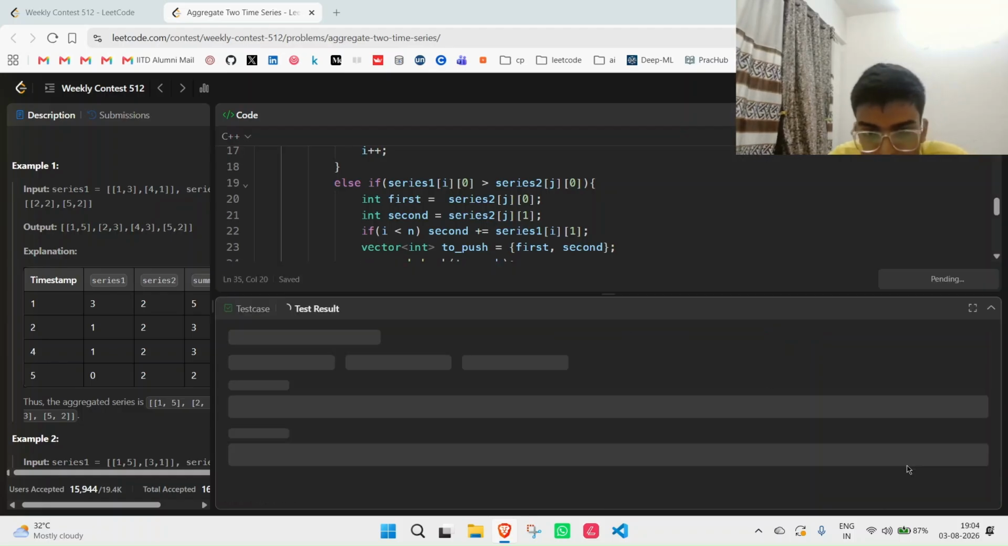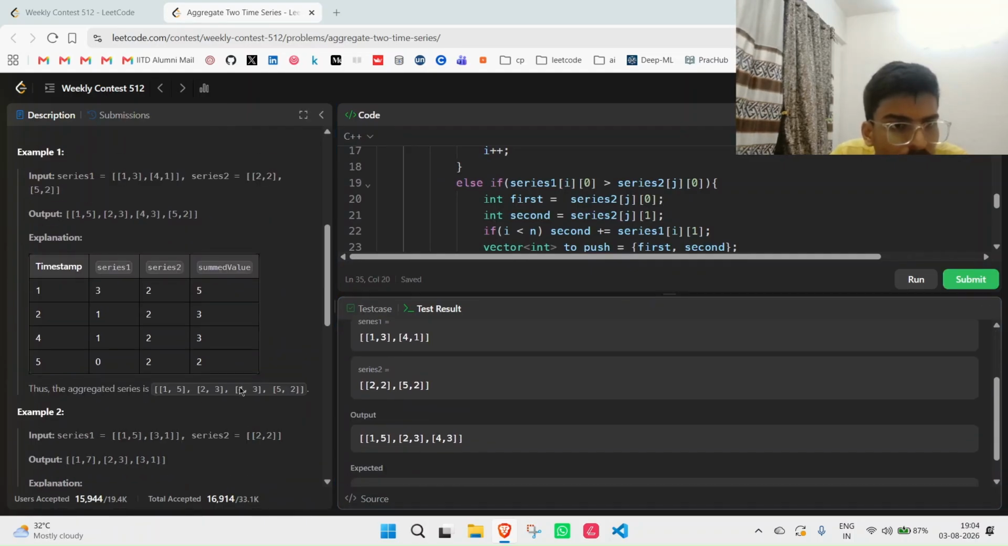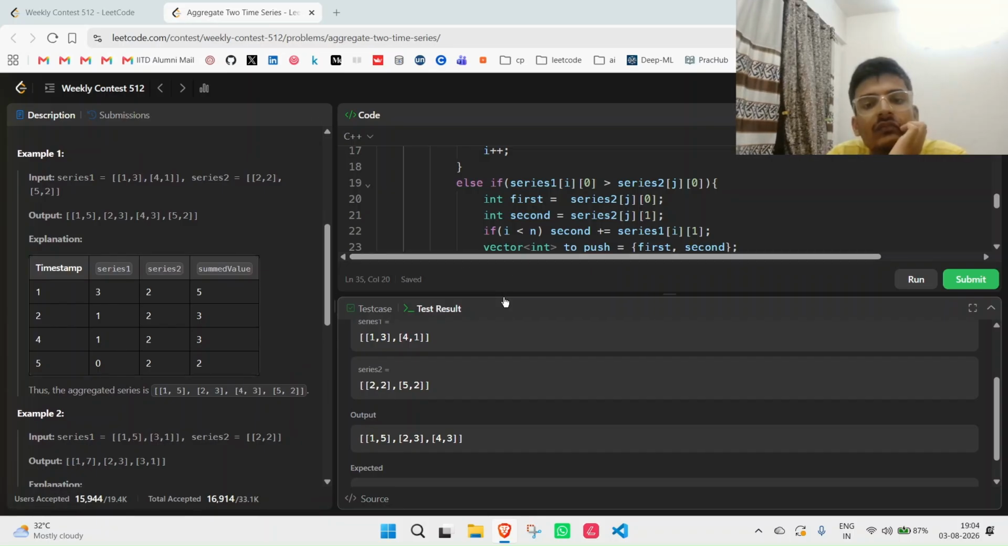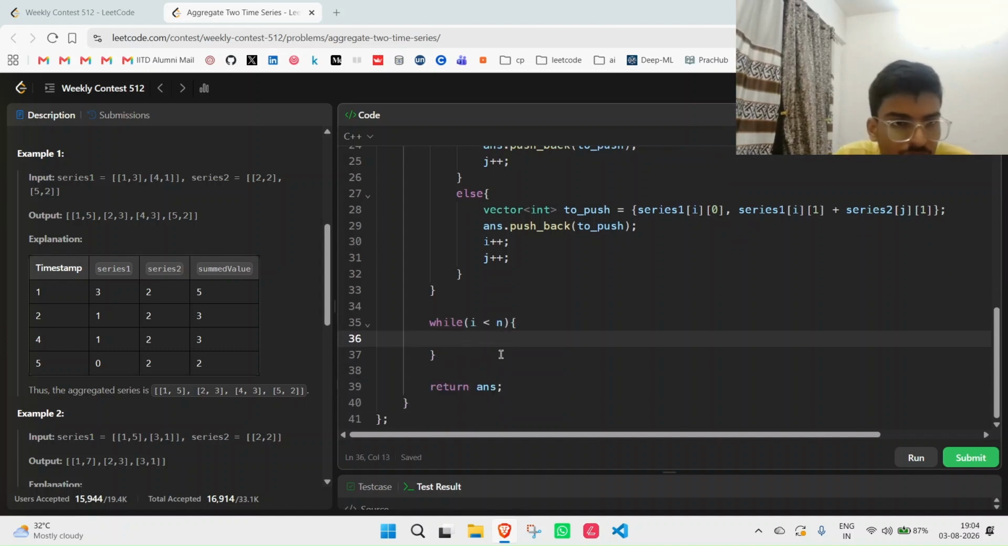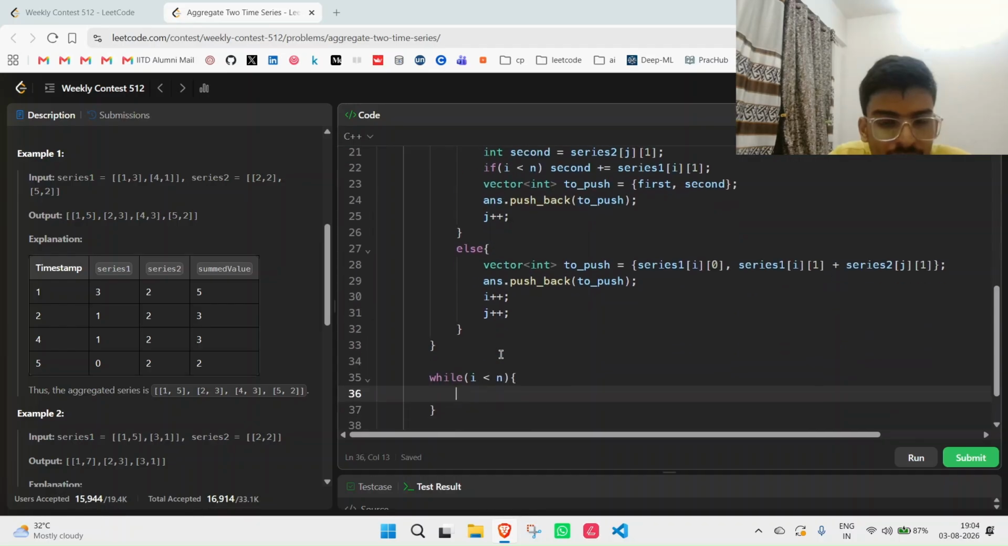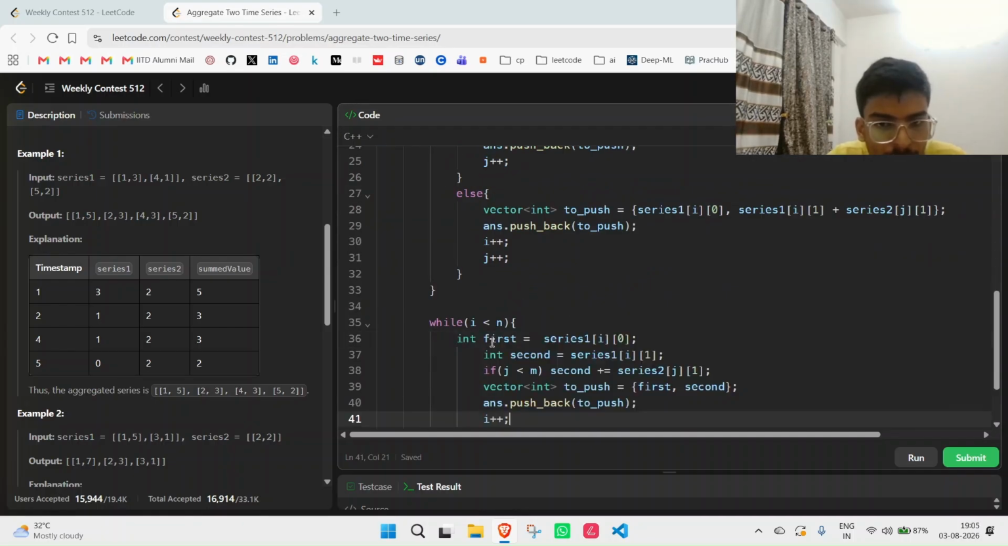Now let's check what comes with 1 5 2 3 4 3. Suppose j has been finished. Since j has been finished, we won't find any one there. We have to anyway take a zero for that. Right, so i is less than 10.